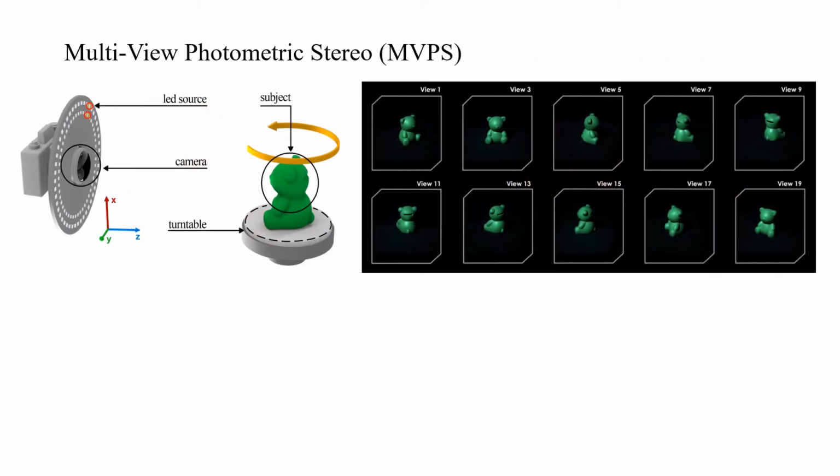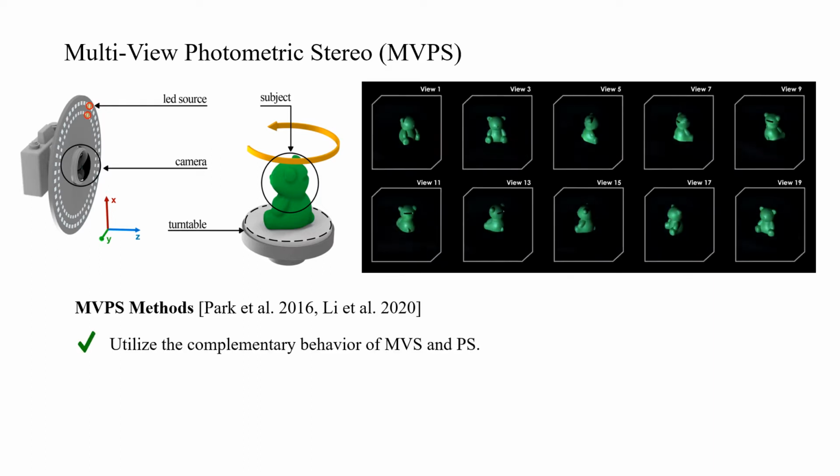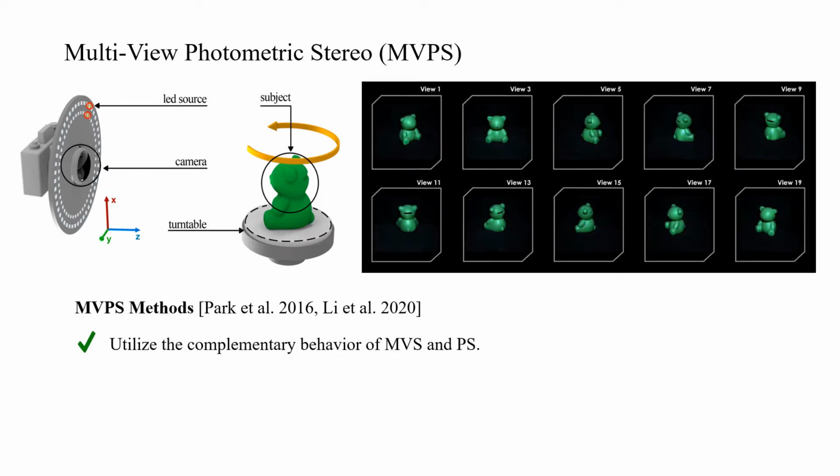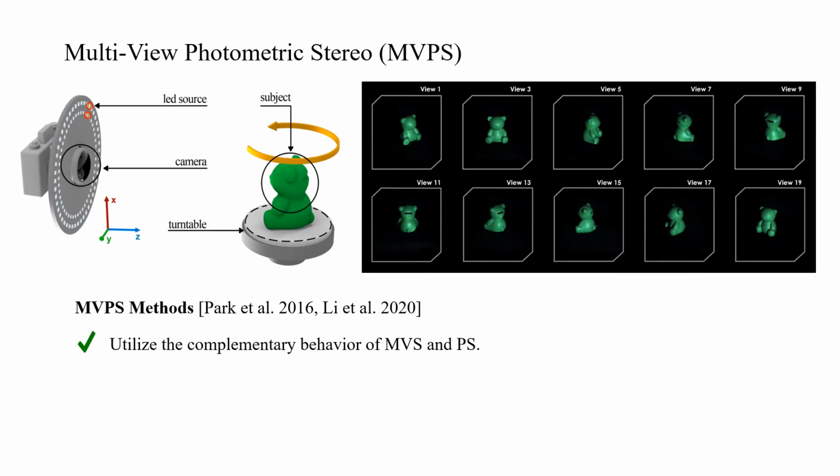We know that the methods that rely on standalone approaches such as multiview stereo or photometric stereo suffer. As a result, multiview photometric stereo is generally employed. The multiview photometric stereo acquisition setup captures light-varying images from multiple views, so it can utilize the complementary behavior of multiview and photometric stereo in a single setup.